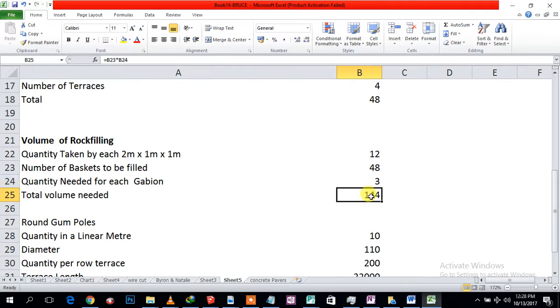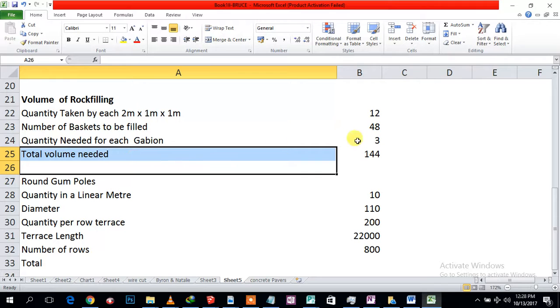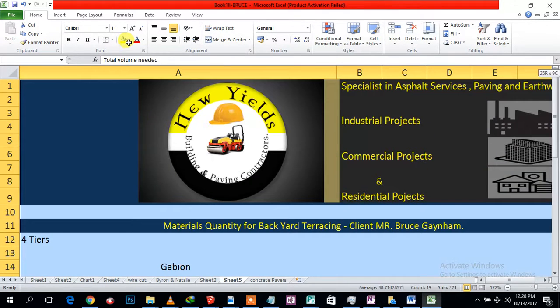Now we have 48 gabions to fill up. What's the quantity that you're going to need to fill all of them up? I multiplied 48 by 3, where 3 is 3 tons, so the total is 144 tons. That's the total that you're going to need for all the gabions laid in all the rows, all 4 terraces.